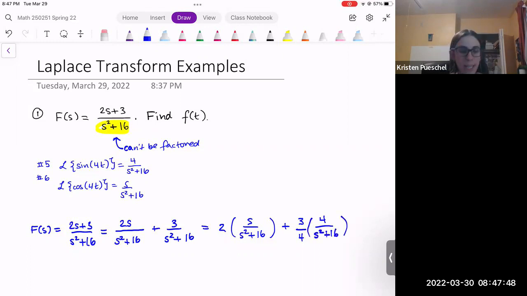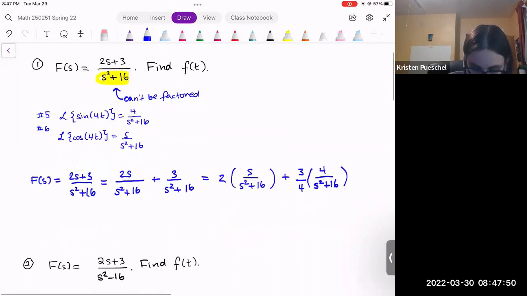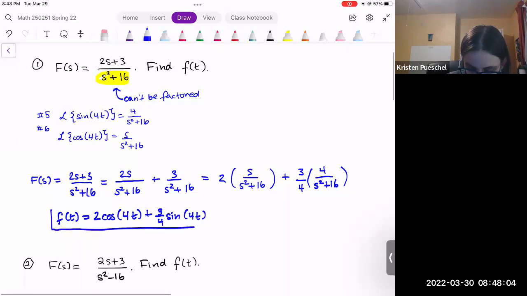And we're ready to take the inverse Laplace transform. So f(t) here is 2cos(4t) + (3/4)sin(4t). Okay, all done.